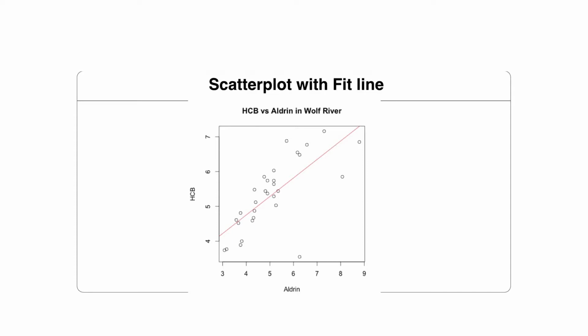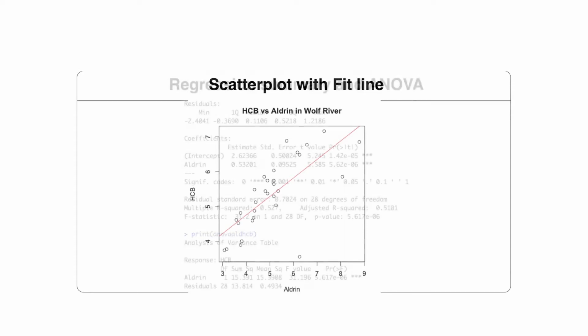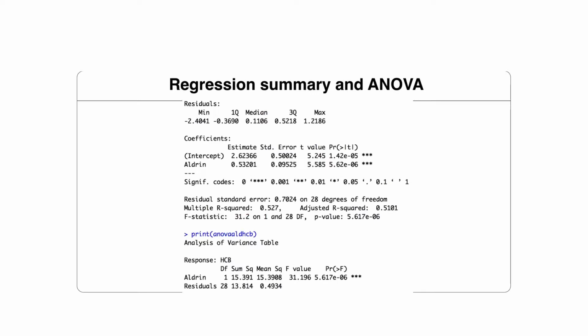In our next slide, we're going to take a regression summary and ANOVA. You can see that in this particular case, the regression summary, when it prints out, starts with a description of the residuals. And you can see that the residuals are fairly consistent. The median hovers around the 0 mark, but not quite. It's minus 0.11.